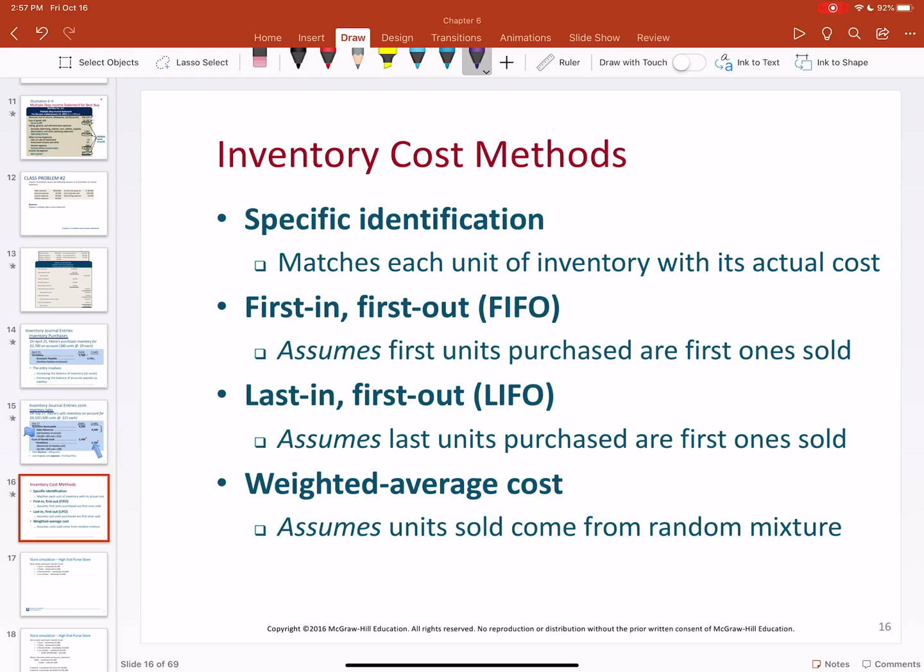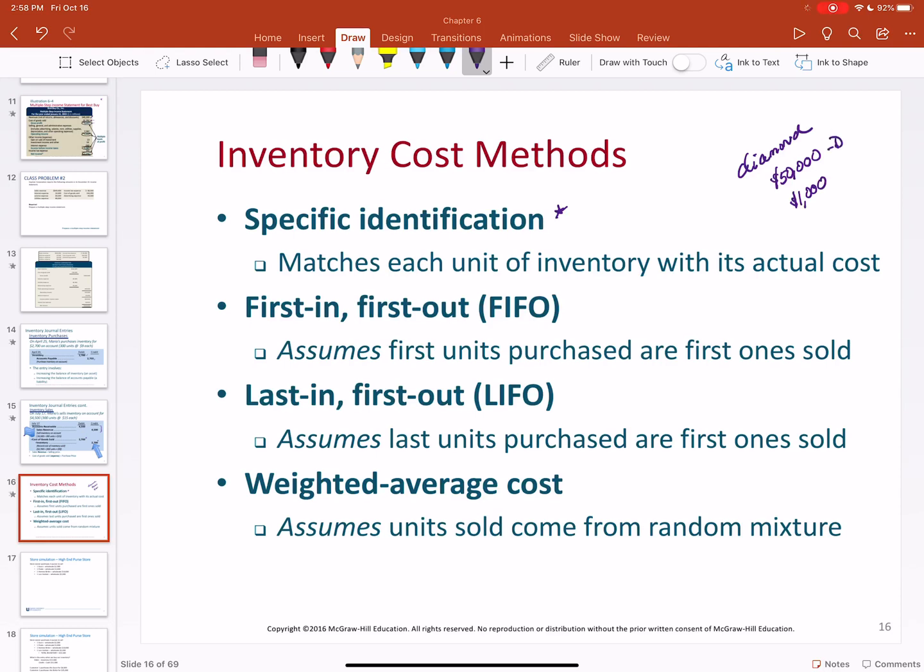So specific identification is probably the easiest one. That is simply where I can track the exact good that I purchased and the exact good that I sold. So I don't have to guess what I paid for it. You would see this with diamonds. If I was a diamond broker and I went out and purchased a diamond for $50,000 and purchased another diamond for $1,000, well, a customer comes in and buys.